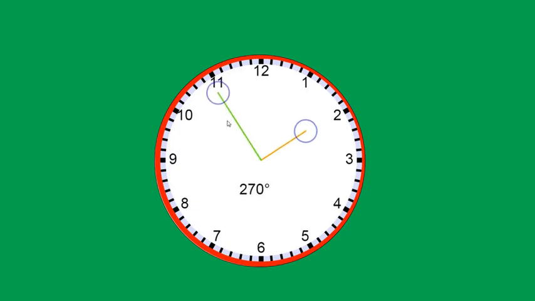No hands coincide between 11 o'clock and 12 o'clock, and the hands are never on a straight line between 5 o'clock and 6 o'clock.